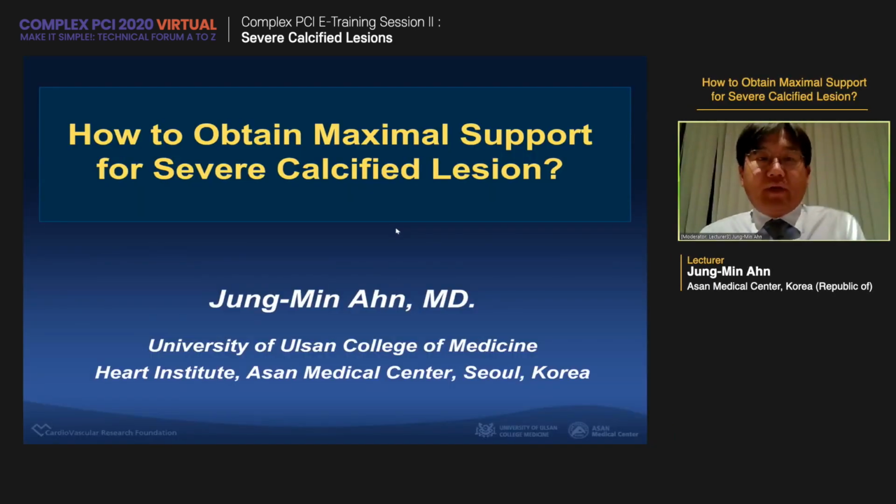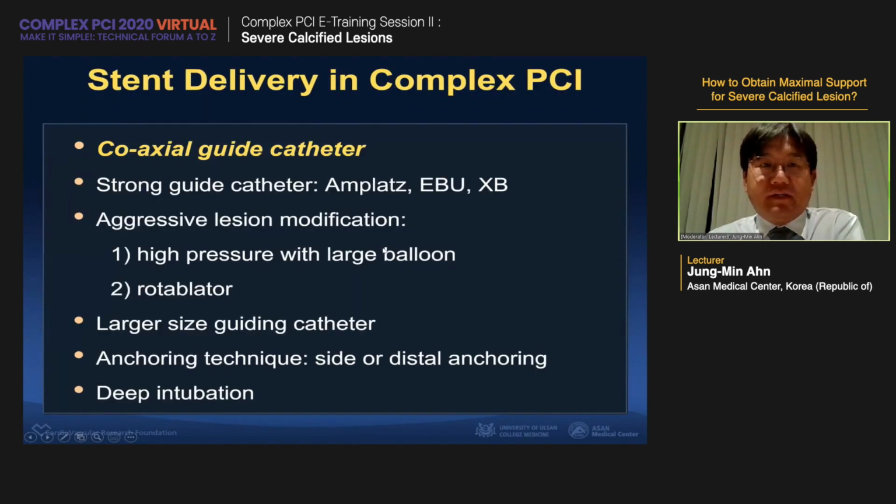So my topic is obtaining the maximal support for severe calcified lesions. So how to get a maximal support for complex PCI? I think a coaxial guiding catheter is very important. And strong guiding catheters, like the M+, EBU, the XB rather than the Judkins, are a good way to get strong support.